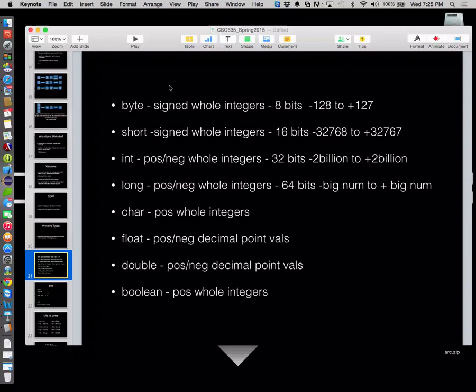Okay, so back over here. So a byte, signed whole numbers, 8 bits, negative 128 to positive 127. Short can hold negative 32,768 to positive 32,767. An int can hold negative 2 billion to positive 2 billion, and a long can hold a really big negative number to a really big positive number. Make sense? Negative 10 is smaller than negative 9.